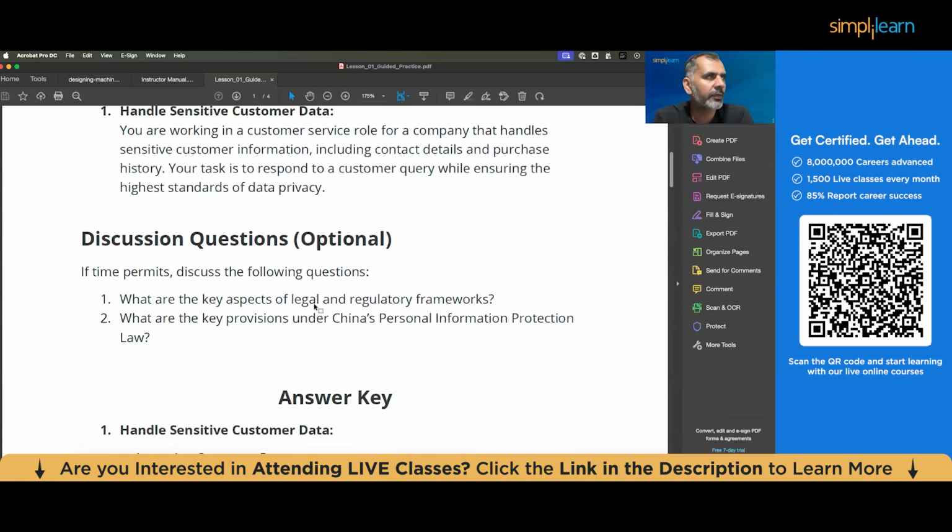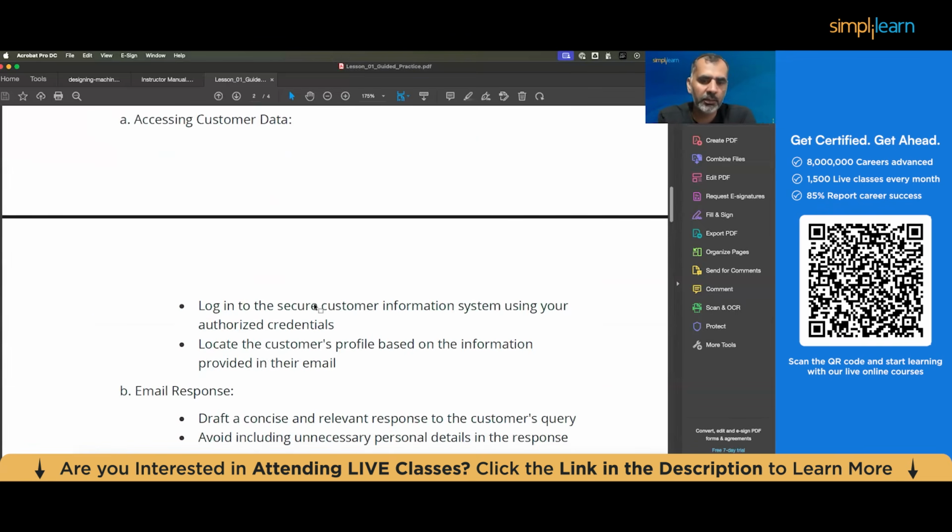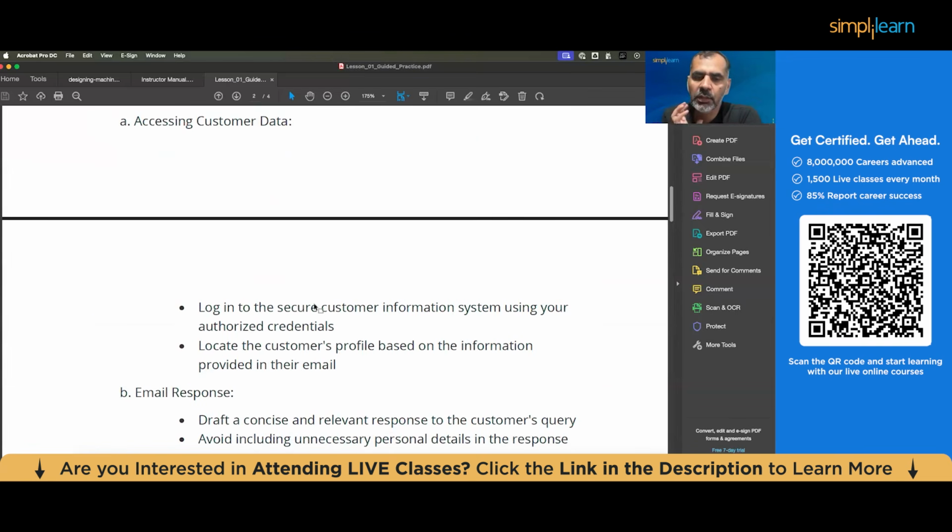Are we clear with these steps, guys? This is all theoretical. This is all ethical, how you should respond to such sensitive cases, such sensitive issues, guys.